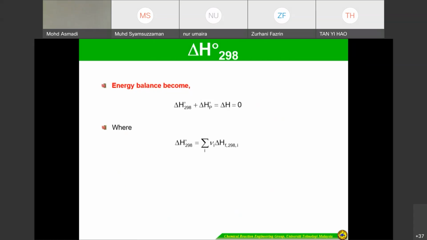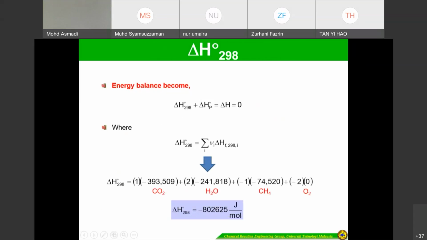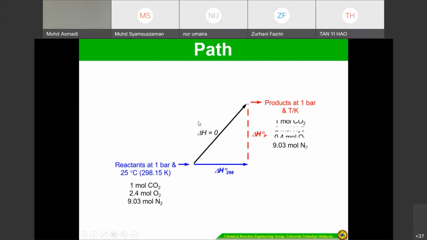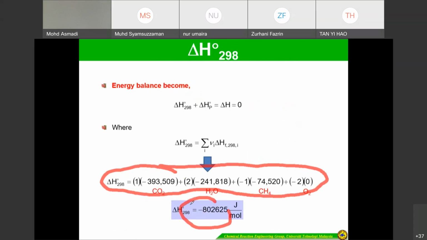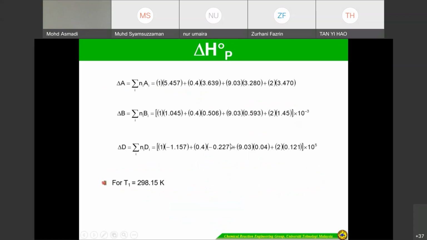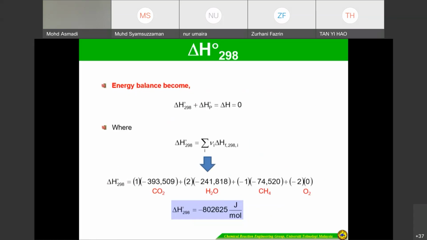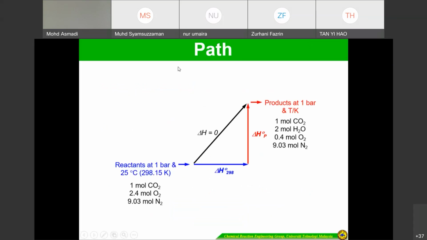Okay. So the energy balance is going to be delta H 298 plus delta HP. There's no reactant. Why no reactant? If you look here, that enters at 298. Only the product, right? Okay, that is the product. So just calculate the delta H, this one, right? This is by using heats of formation, so you can get this one, right? And then the most important thing is delta HP. This is delta H 298, this one.